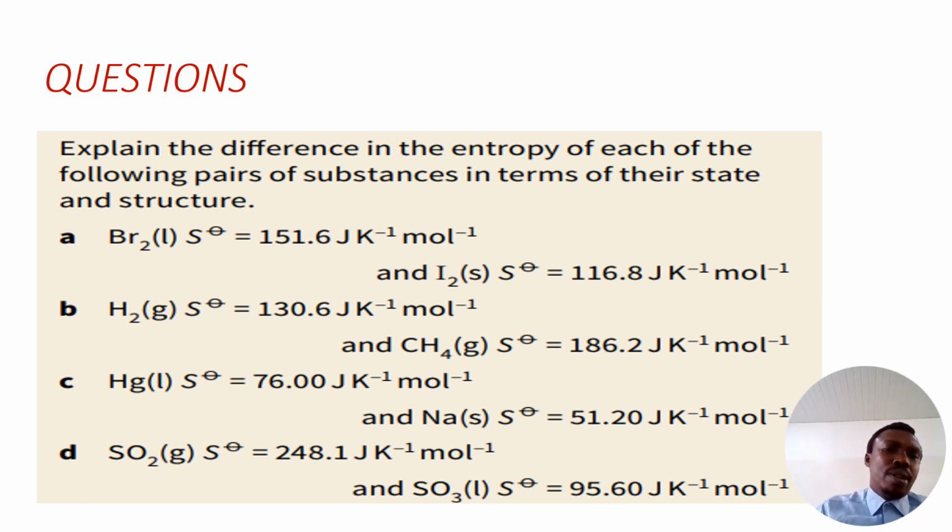Then C, mercury is liquid while sodium is solid. In a liquid, there is a high degree of disorderliness or randomness of the system. So the entropy value for mercury as a liquid will be higher compared to the entropy value for sodium, which is solid. Then D, sulfur oxide is a gas and sulfur oxide is liquid. The entropy value for the gas will be higher because there's a high degree of disorderliness or randomness in gases compared to liquid, which has a low degree of randomness.